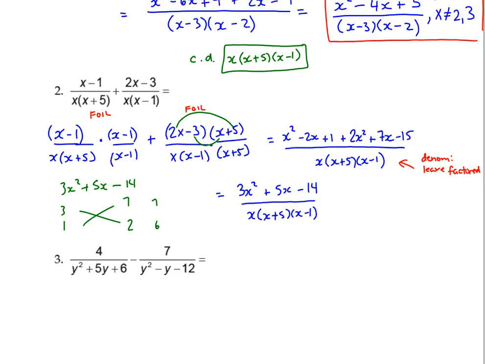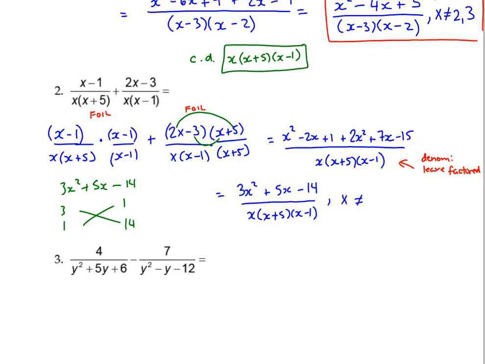What else is there? 14 and 1. So we try 14 and 1. So 3 and 14. Will that work? No. If I switch the 1 and 14, will that work? That's going to be huge. Definitely not. So is it factorable? No. So we're done except for one thing.